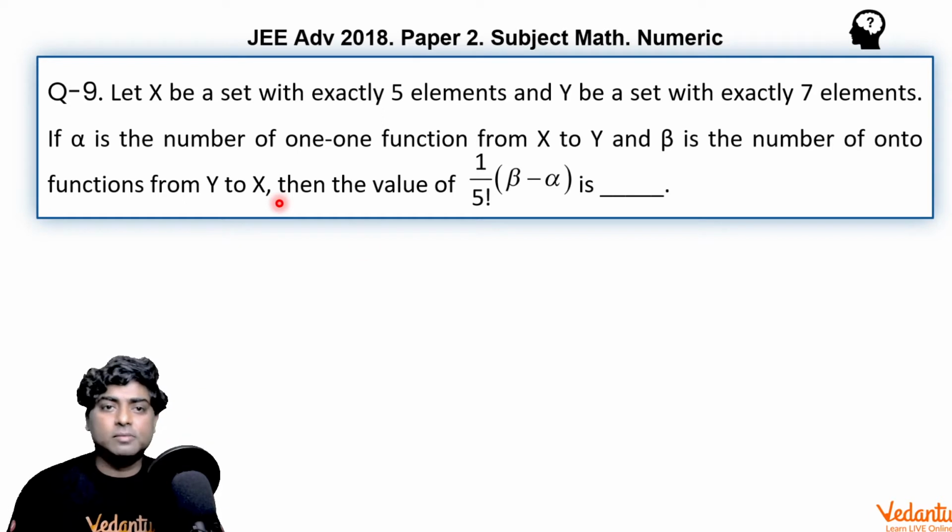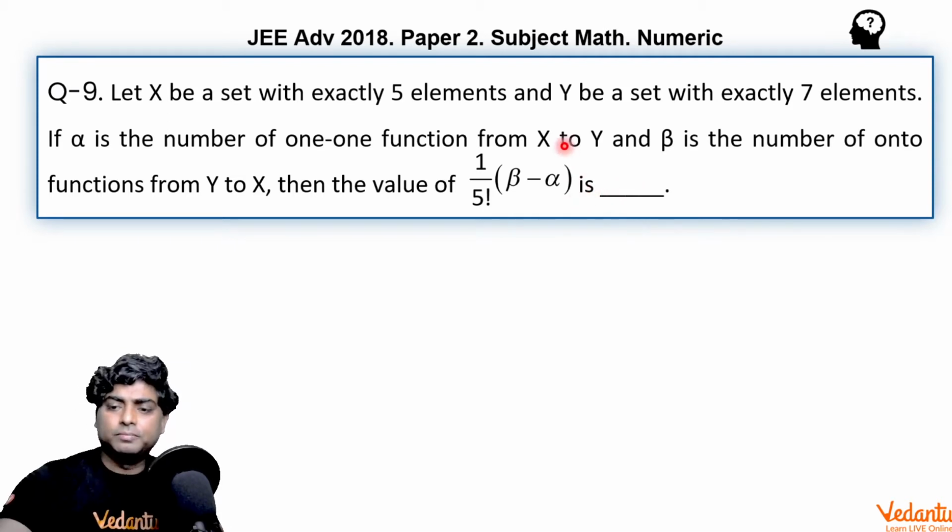From Y to X, the number of elements in Y is higher than the number of elements in X. Obviously the number of onto functions from X to Y will not be defined, so here they are saying from Y to X. Then the value of 1 upon 5 factorial times beta minus alpha. So we need to find alpha and beta first. It's very easy to find alpha and beta, we'll see one by one.